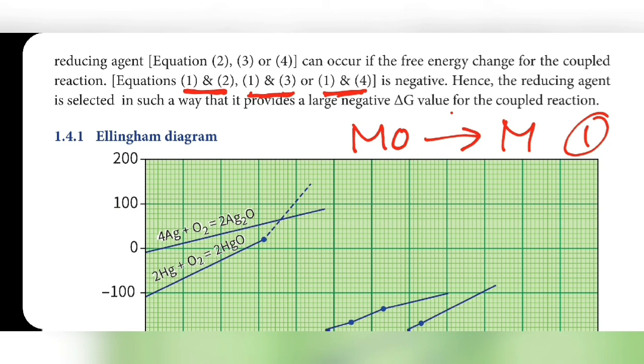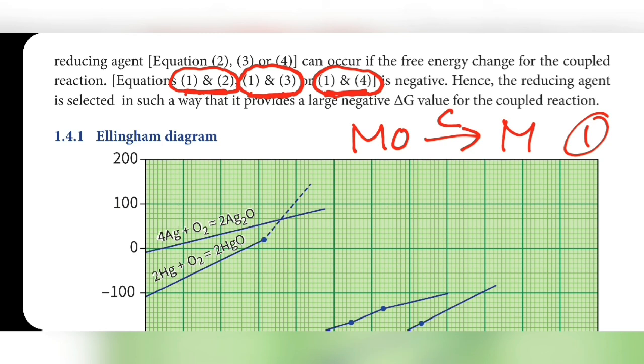For this reaction, if carbon is used as a reducing agent, the second equation is possible. So 1 and 2 are in one set. For the same carbon reducing agent, if it forms carbon monoxide, that is the third equation, so 1 and 3 are a separate set. Like that, if carbon monoxide is used as a reducing agent, that is the fourth equation. So 1 and 4 are a separate set.